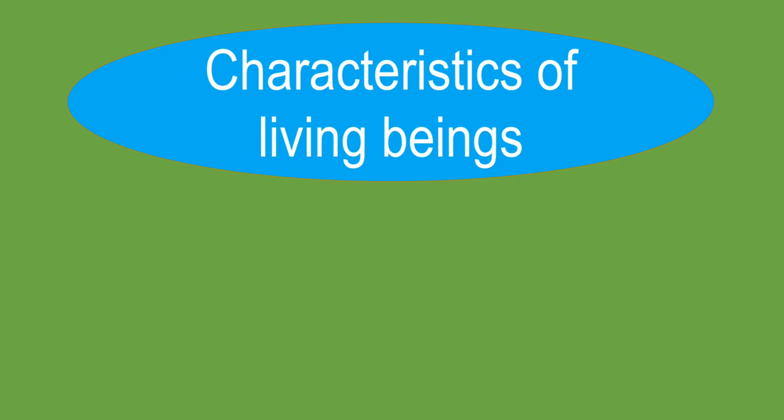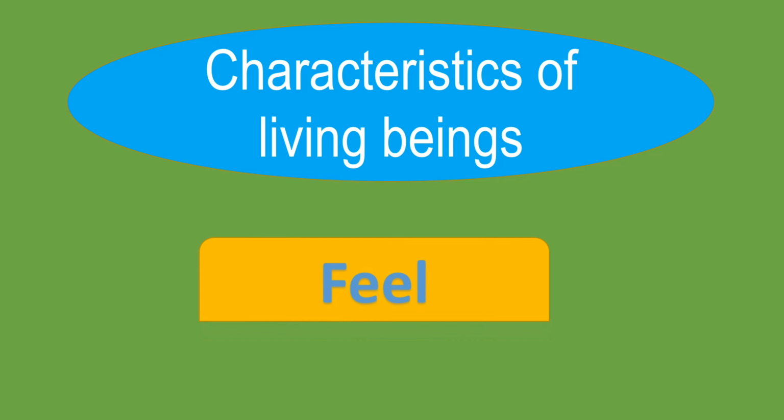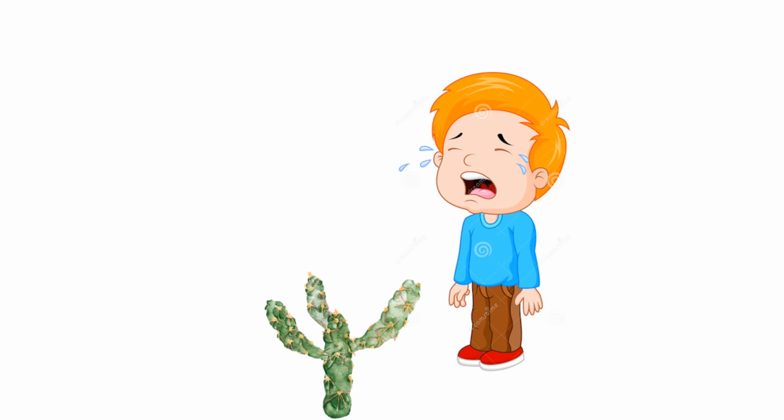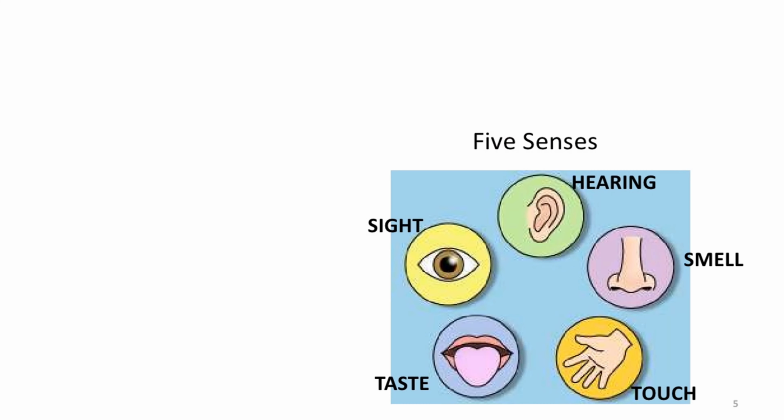The next characteristic feature of living things is that all living things feel. When you touch a sharp object like a thorn, you remove your hand immediately. You feel pain. Humans and animals have sense organs like eyes, ears, nose, tongue, and skin to feel their surroundings.